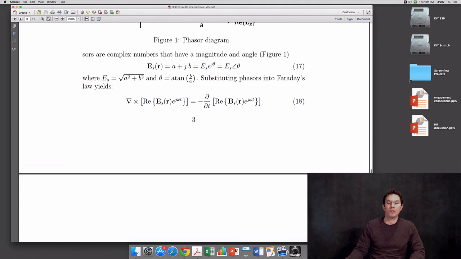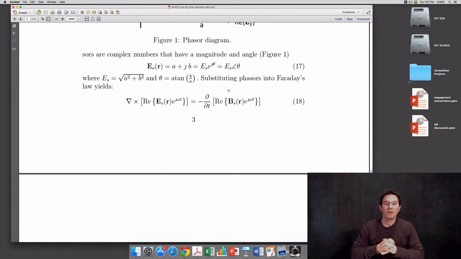Once we know what a phasor is, we can go ahead and substitute phasors into Faraday's law. Eventually we'll do this for all the Maxwell's equations, but just starting with Faraday's law. So where there used to be E of R and T, now we're going to put this expression, which is the phasor representation of the electric field, and this is the phasor representation of the magnetic flux density B.